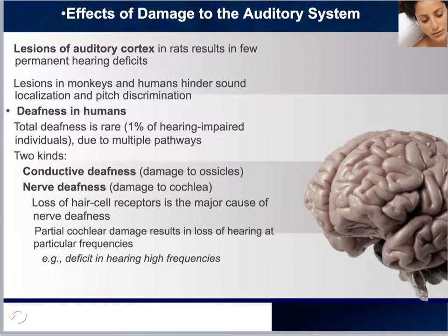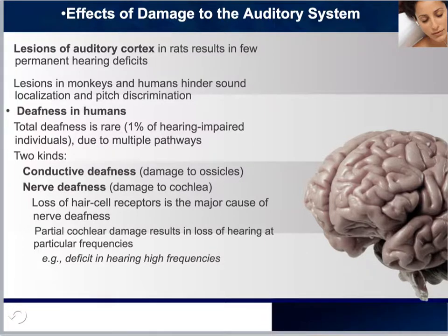Conductive deafness and nerve deafness are the two types of deafness that we've seen in humans. Conductive deafness would be damage to the ossicles, whereas they could have actually been destroyed, or in some cases they could have also been fused together because of unusual genetic expression that would not allow these bones to have a little bit of freedom or play between them. The nerve deafness would actually be damage to the cochlea, and this would be loss of the hair cell receptors. That is the major cause of nerve deafness.